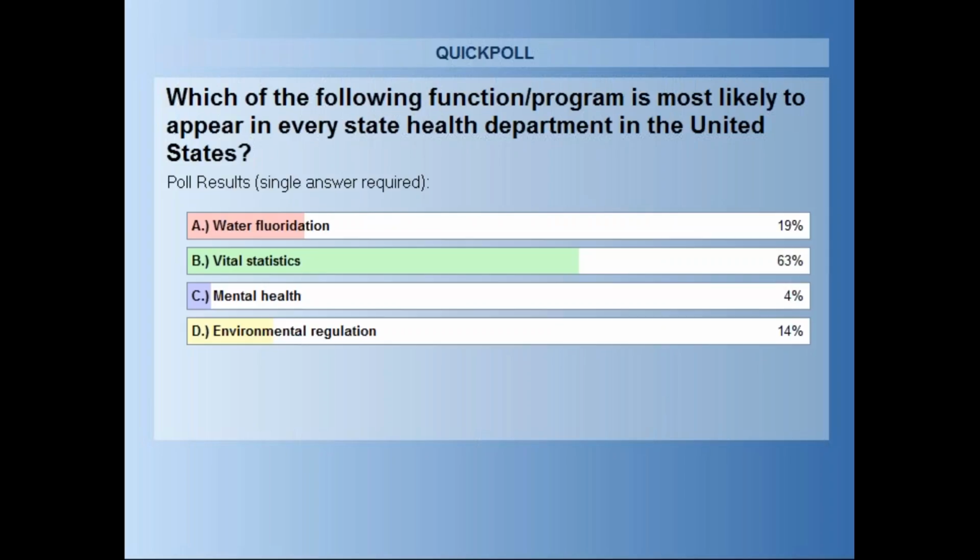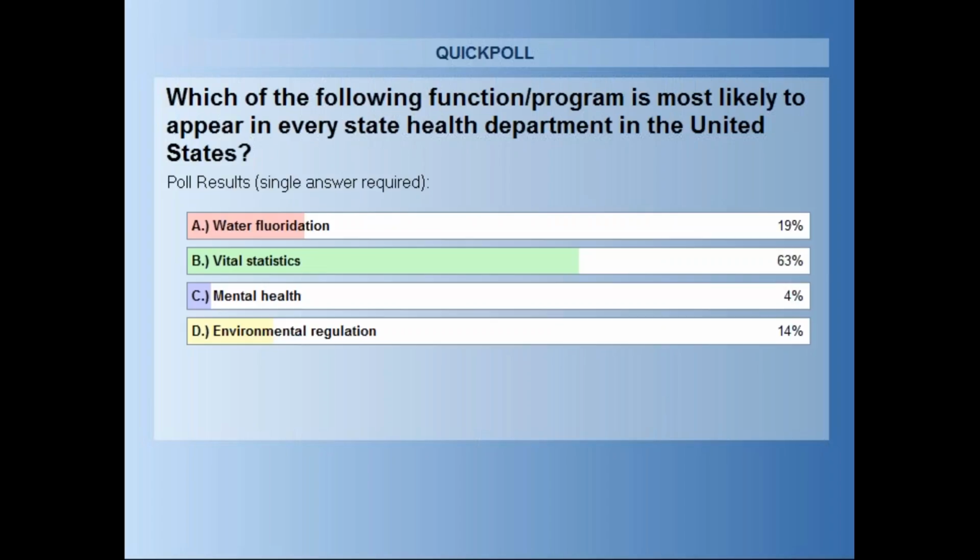The other three vary pretty dramatically across the country because the responsibility and authority rests with states. States decide how to organize their health authority and their public health response capability, and so they choose what they will have at all. So they might not have a water fluoridation program at all, or they may choose where to put certain functions.